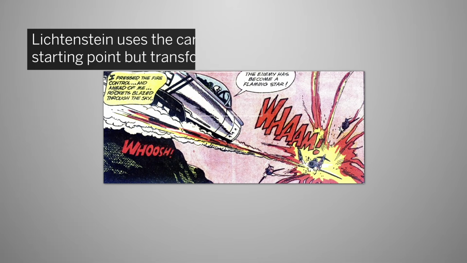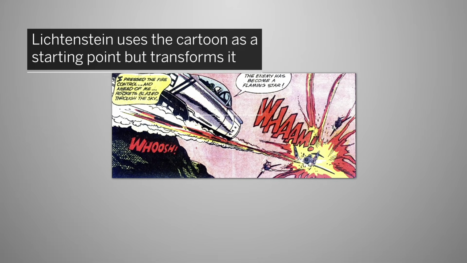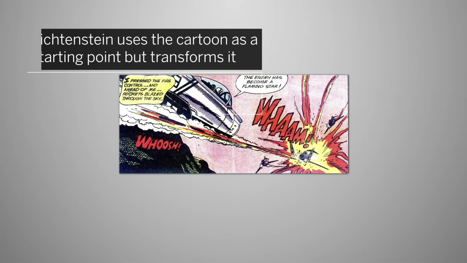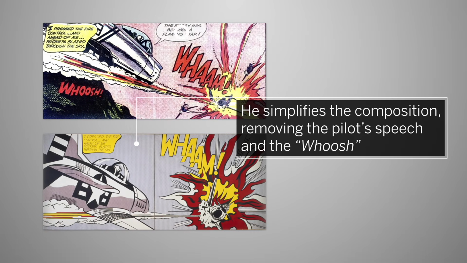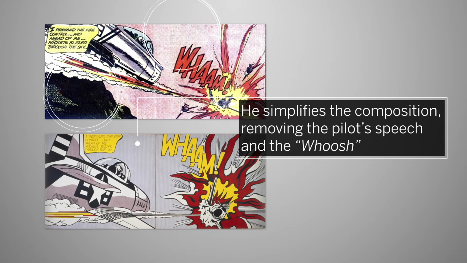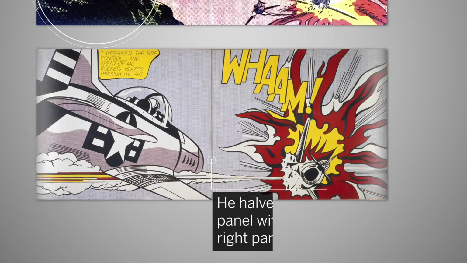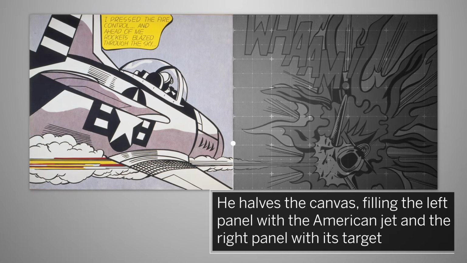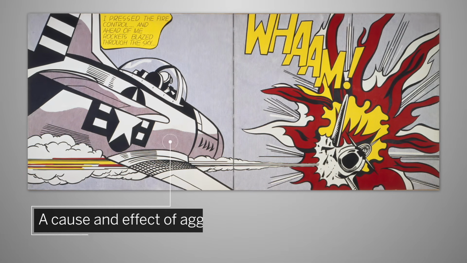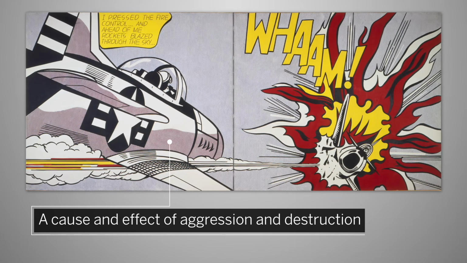Lichtenstein uses the cartoon as a starting point, but then transforms it, and not just in scale. He simplifies the composition, removing the pilot's speech and the whoosh of the missile. He also halves the canvas, filling the left panel with the American jet and the right panel with its target, creating a cause and effect of aggression and destruction.